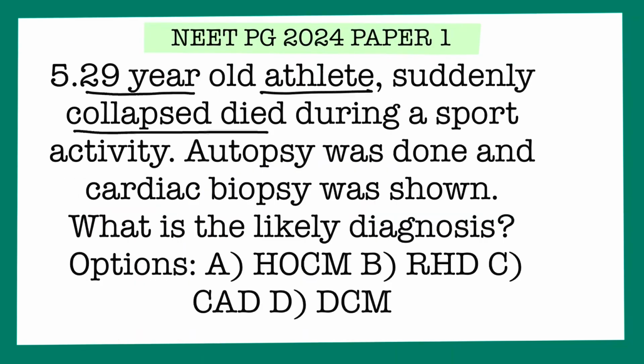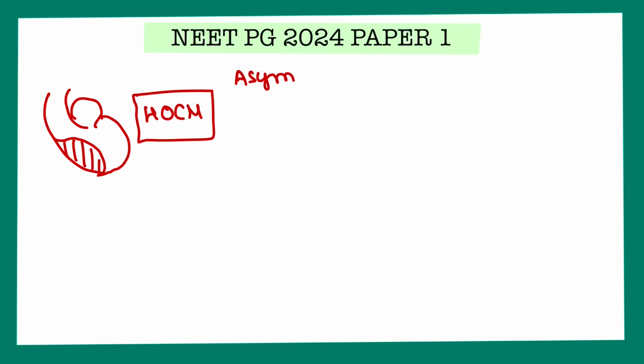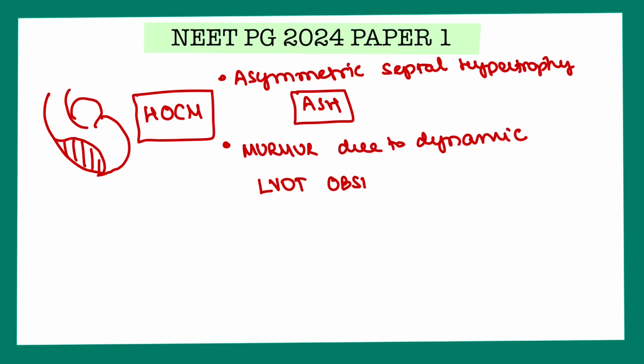Next question, a 29-year-old athlete suddenly collapsed during sport activity. Autopsy was done and cardiac biopsy showed myocyte disarray. Diagnosis is, so this is nothing but hypertrophic obstructive cardiomyopathy. It is nothing but asymmetric septal hypertrophy, that is ASH, causing dynamic left ventricular outflow tract obstruction. Okay, this causes the murmur.